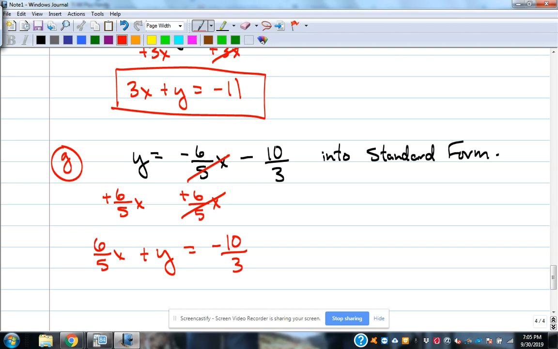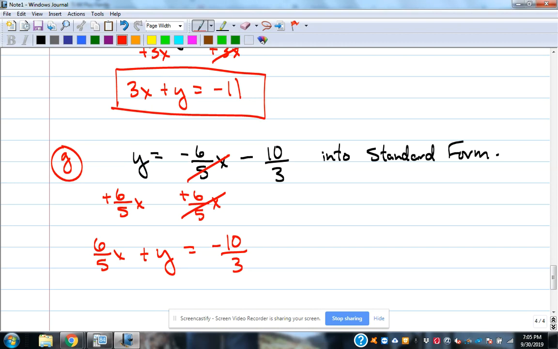You've got x and y on the same side. That's the first hurdle for standard form. Then the rule is A, B, and C cannot be fractions, but they are. So I've got to figure out a way to get rid of the fractions. Back when we were talking about solving equations, I told you how you could clear out the fractions by multiplying by what? A common denominator.